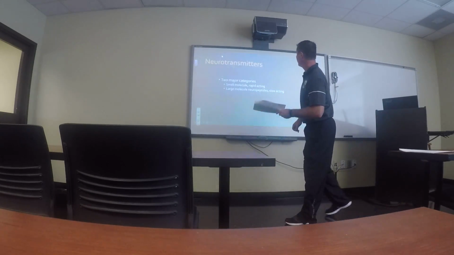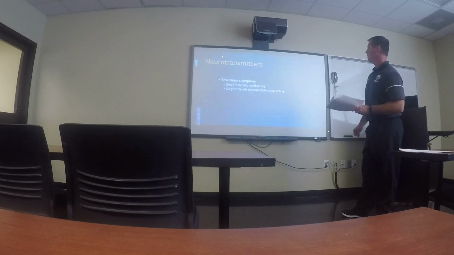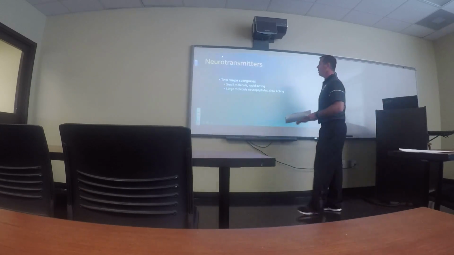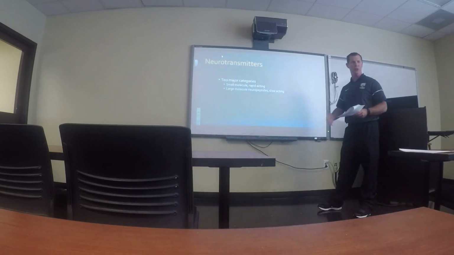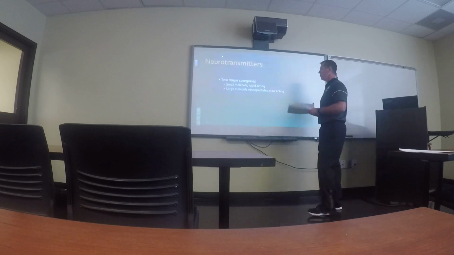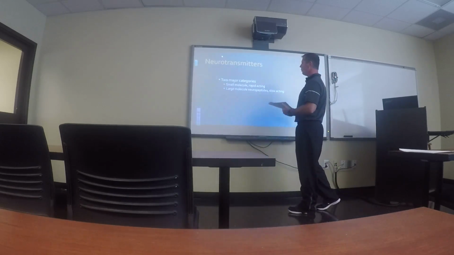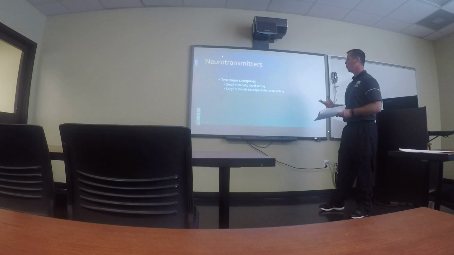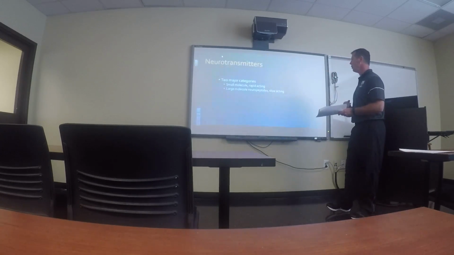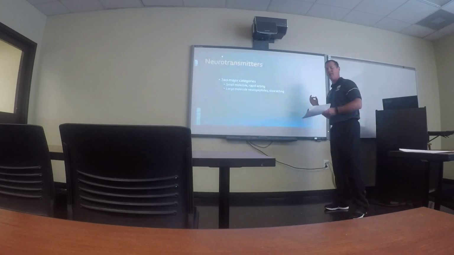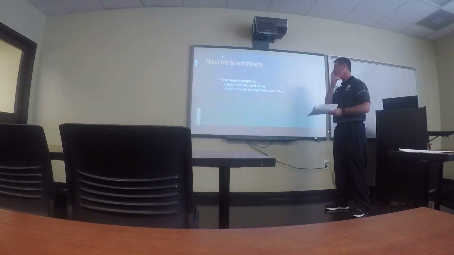Neurotransmitters, I thought this would be easier to see. Sorry. There are 50 plus known and suspected. In science, we're always finding new things, but overall, at least 50 known ones. You have two major categories: small, rapid-acting, or large neuropeptides. Those are going to be slower acting.